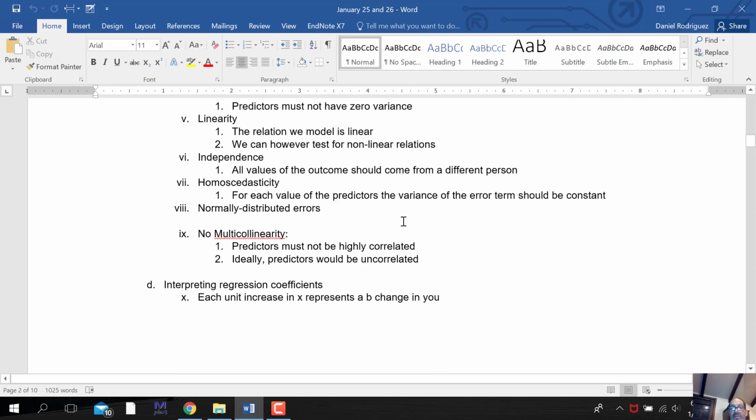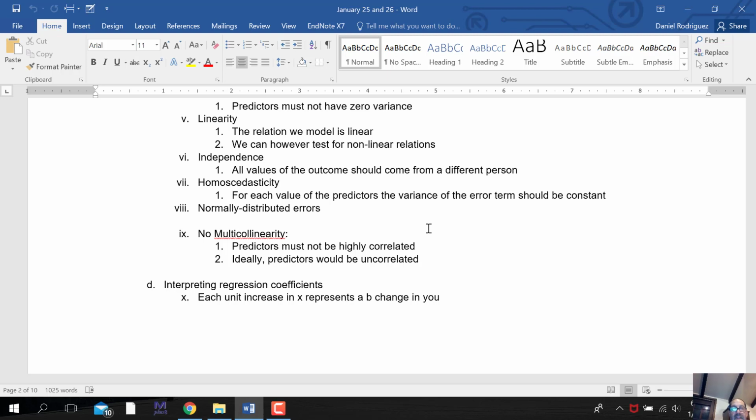Homoscedasticity: for each value of the predictors, the variance of the error should be constant. So we don't want different degrees of variability at different levels of the predictor variable. In other words, if there are differences in variability across different levels of the predictor, then at one extreme of the predictor, you may do a better job of predicting the outcome than at another.